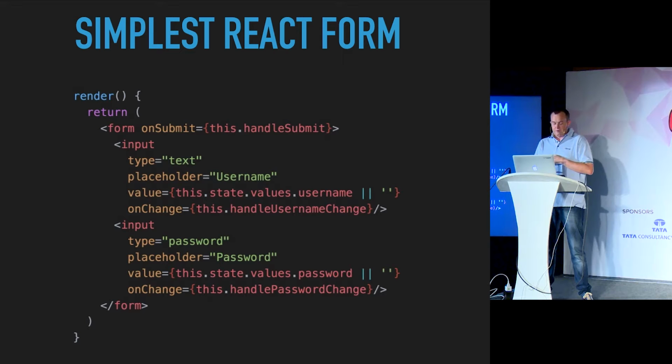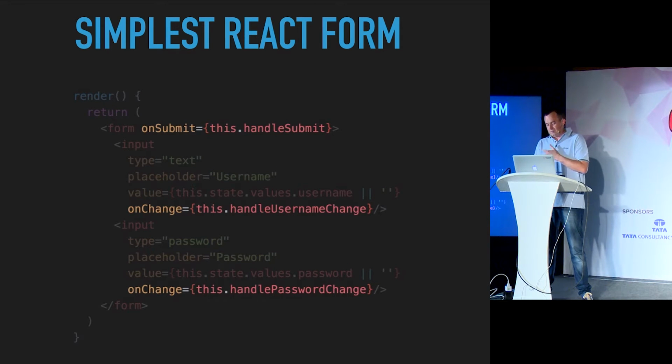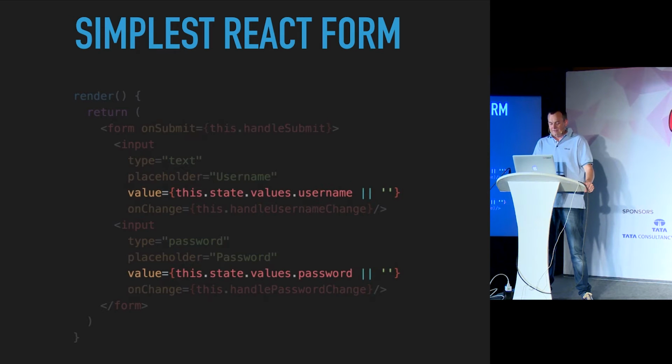Finally, we have our render method. And this is where we hook up all of our event listeners and values and things to the React elements that will turn into the DOM when it's rendered. So we hook up our event listeners for onSubmit and onChange to the form and the inputs, respectively. And then we give our value from our state to the value prop.